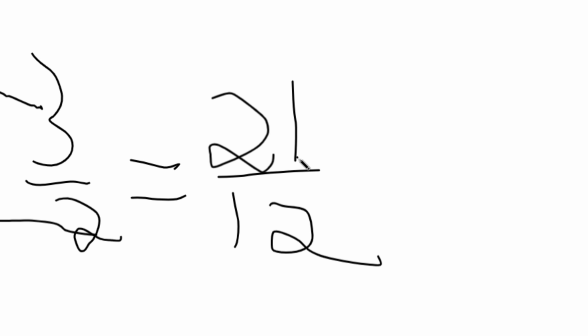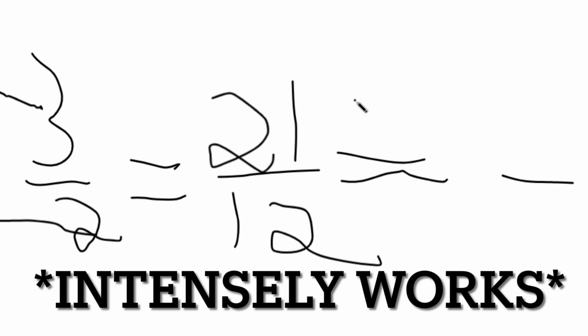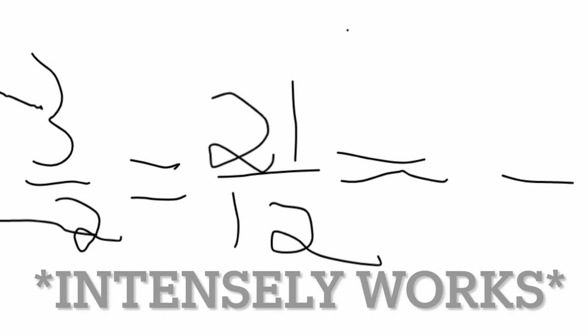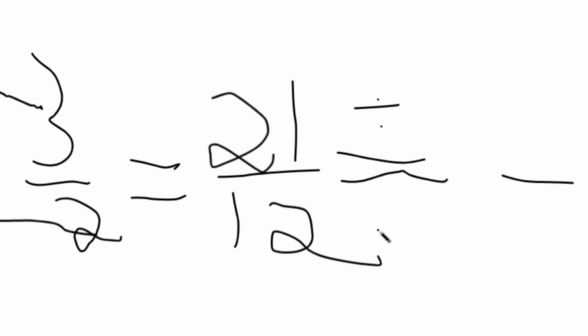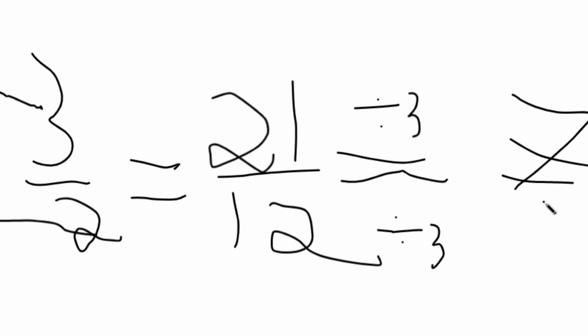21 over 12. But this is an improper fraction, and your teacher doesn't like improper fractions. So what do you do? You simplify. You know how to do this. Then your answer is 7 over 4. It's still an improper fraction.